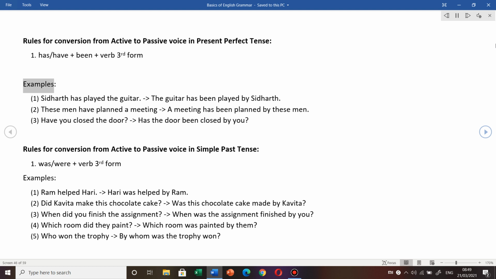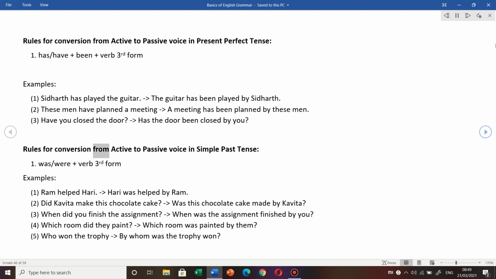Examples. Siddharth has played the guitar. The guitar has been played by Siddharth. These men have planned a meeting. A meeting has been planned by these men. Have you closed the door? Has the door been closed by you?